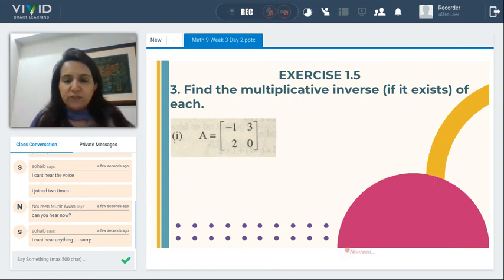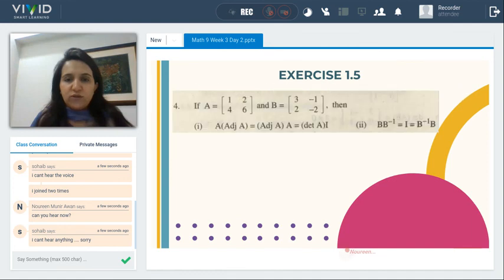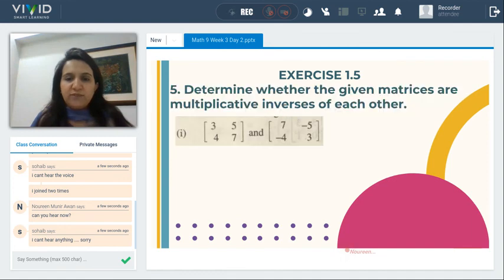And I'll be assigning you some homework from exercise 1.5. You can solve it and return your homework to me and I'll be checking it.